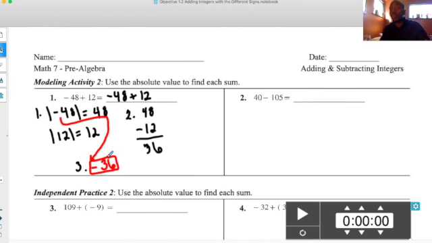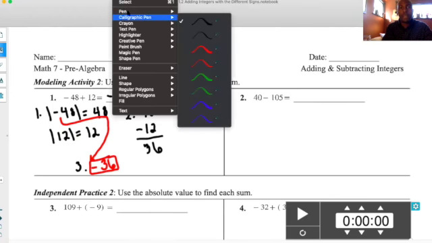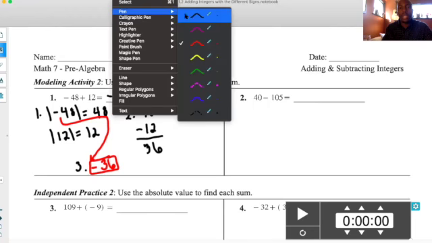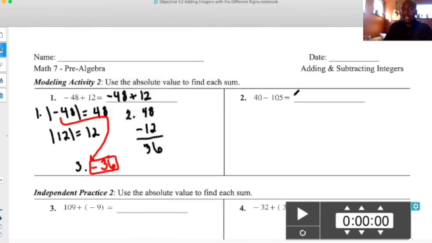Now, let me show you one more example before I allow you to finish practicing, do the reflection questions, and also do your homework. 40 minus 105 can be rewritten because it's not in the form that we want. We want it in addition form. This is not addition, this is subtraction. So we're going to do 40 plus parentheses negative 105.